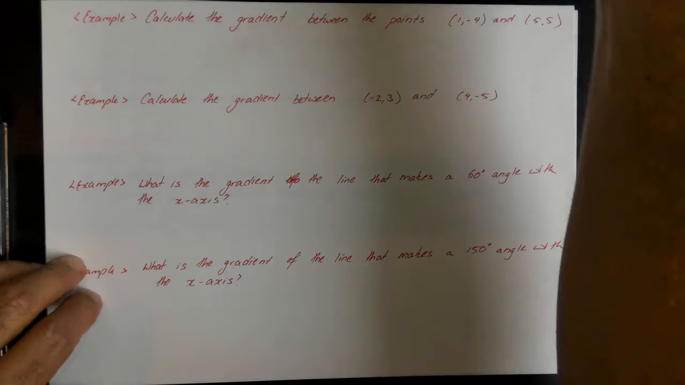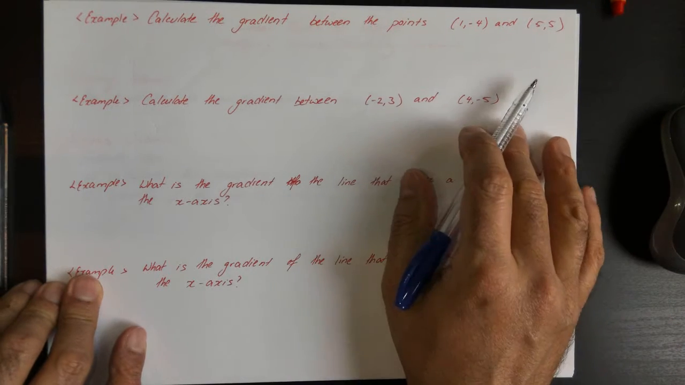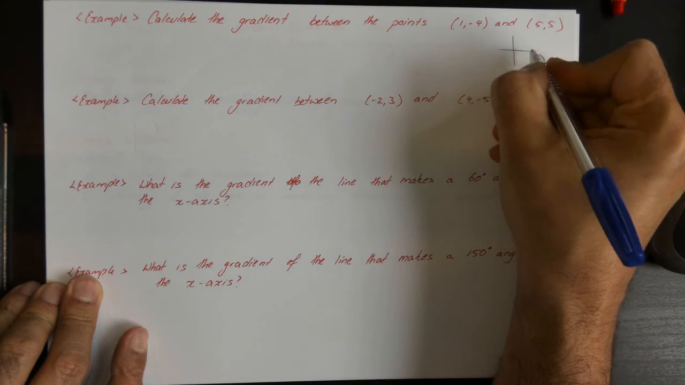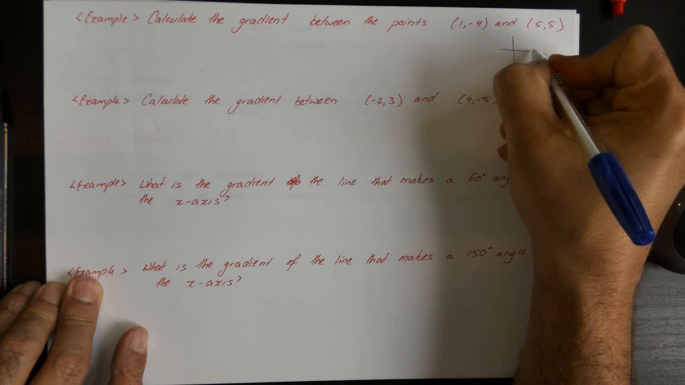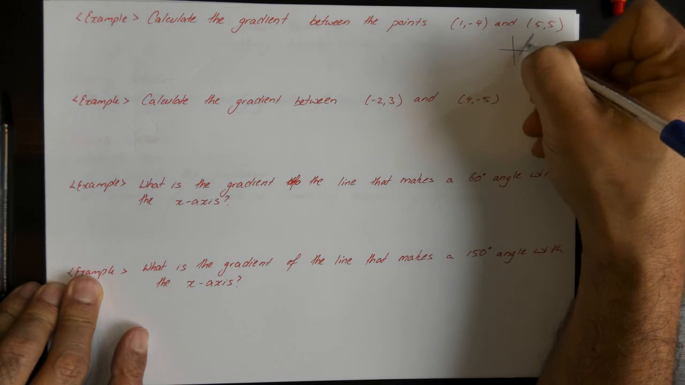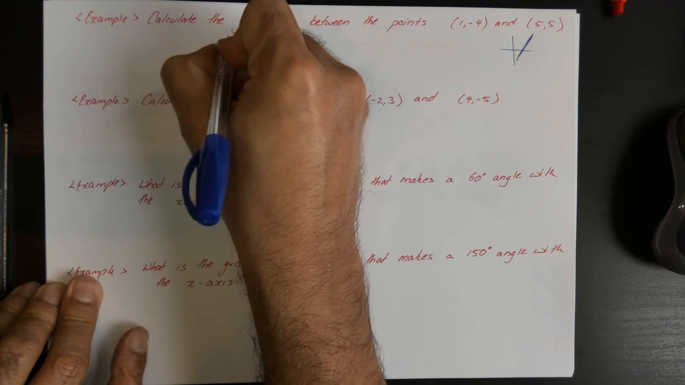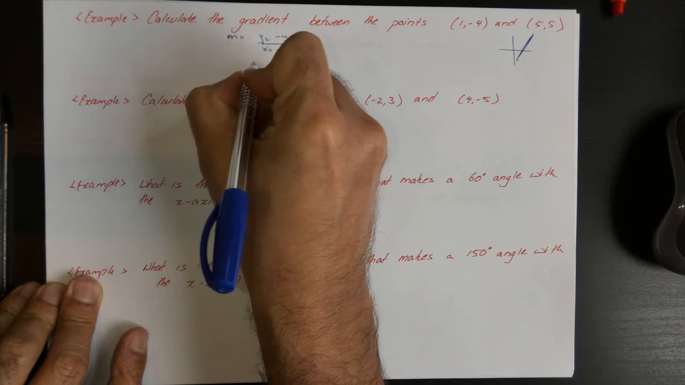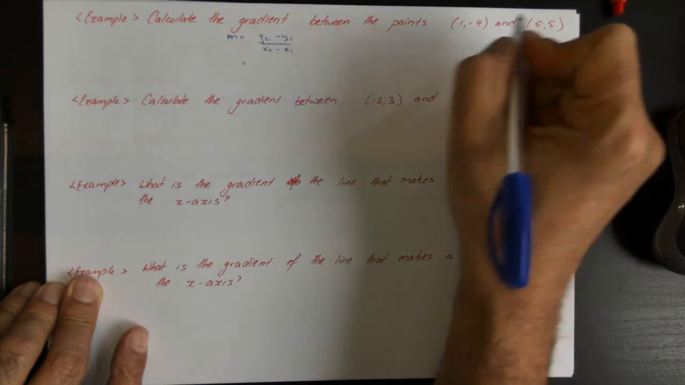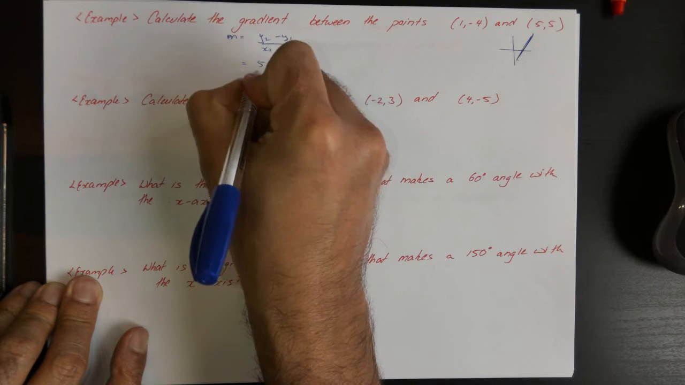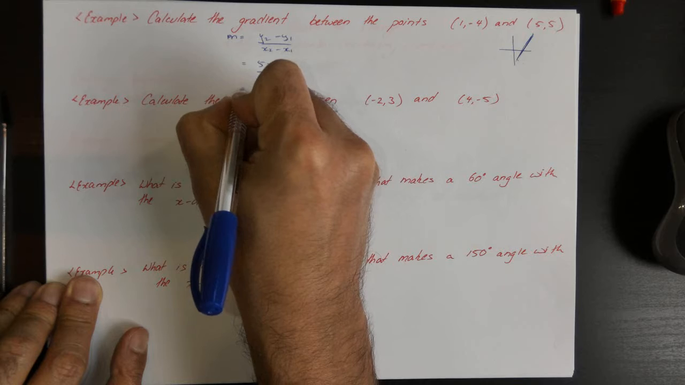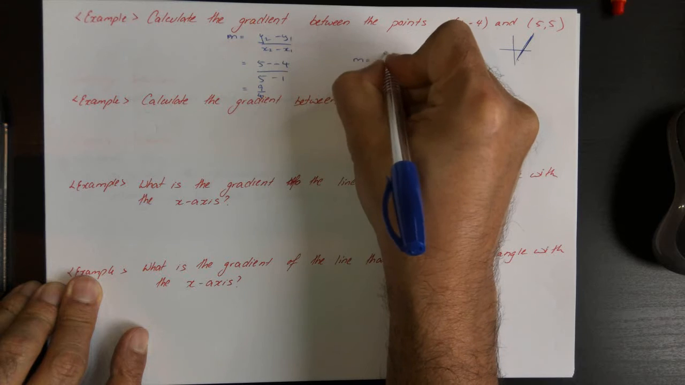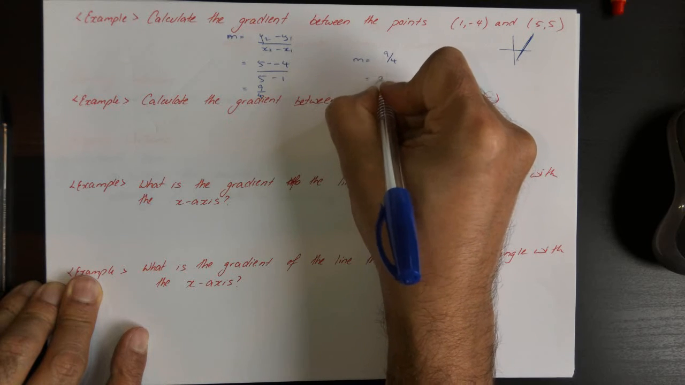Alright, let's do some examples. Let's calculate the gradient between 2 points, 1, -4, and 5, 5. If I draw a quick sketch, 1, -4 is down here, and 5, 5 is up there. So it looks like I'm going to get a positive gradient. Let's try using the formula, y2 minus y1 over x2 minus x1. I'm going to use this as my first point. So 5 minus -4, and 5 minus 1 gives me 9 over 4. So my gradient is 9 over 4, or 2 1/4.